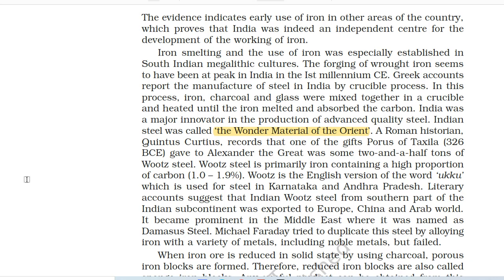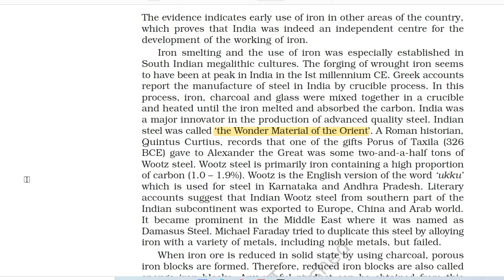A Roman historian, Quintus Curtius, records that one of the gifts Porus of Taxila in 326 before the Common Era gave to Alexander the Great was some 2.5 tons of wootz steel. Wootz steel is primarily iron containing a high proportion of carbon, in the range of 1.0 to 1.9%. Wootz is the English version of the word ukku, which is used for steel in Karnataka and Andhra Pradesh.